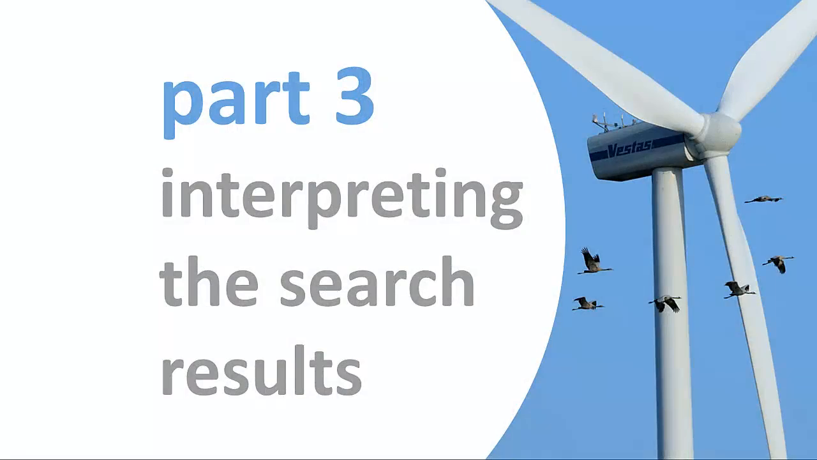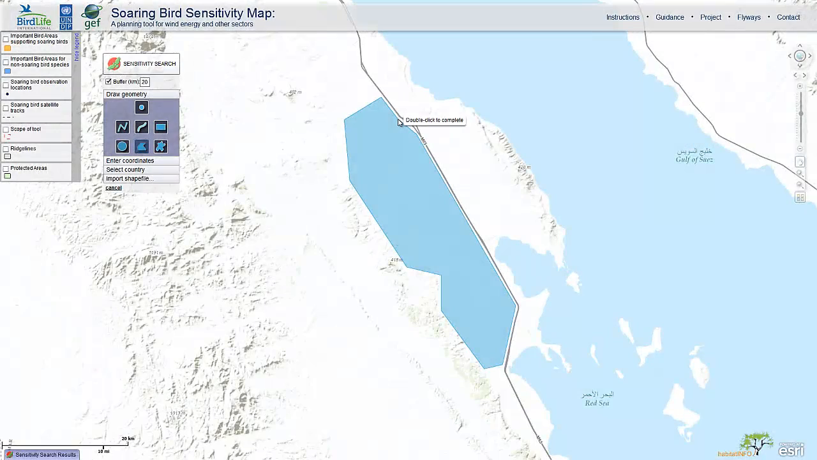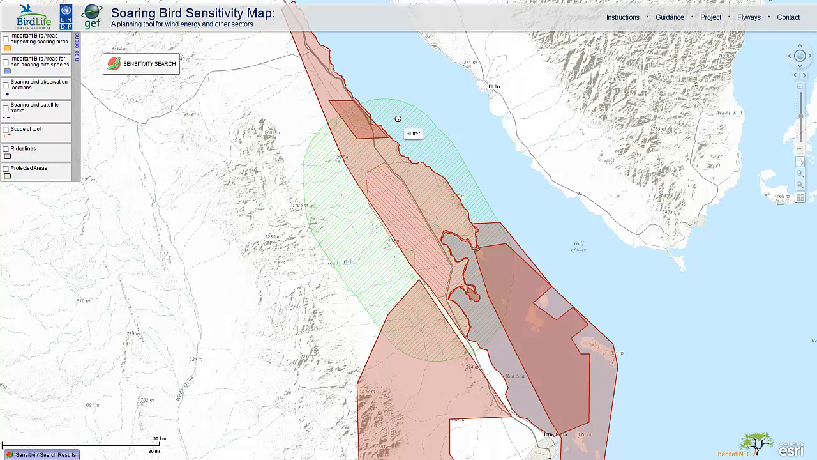Part 3. Interpreting the search results. In this example, a site on the Gulf of Suez in Egypt has been delineated. The tool automatically buffers the search area to 20 kilometers and begins to compile and analyze all of the soaring bird data that intersects with the site.